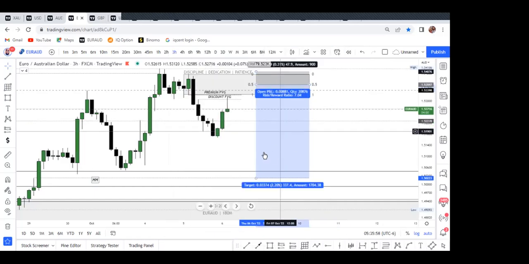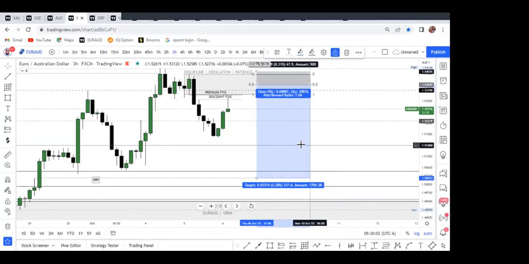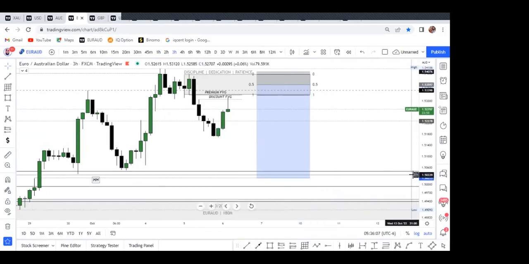How many pips take profit? 2,000 or about something. 10 pips take profit. 3,000. I'm going to set an alert right here.